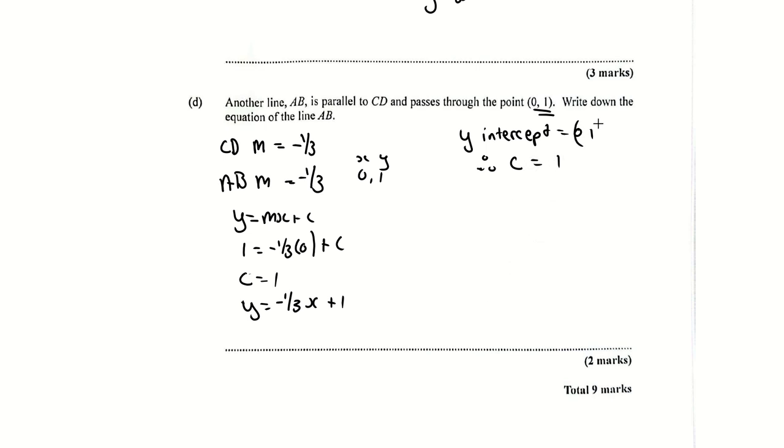Right? Only because they gave you that x is 0, eh? So when you say c, we already know the gradient. So you could have just said y = negative a third x plus 1. And that is the answer for this. So if you remember that once they give you a coordinate and x is equal to 0, your y value is your y-intercept, or c. Do we understand that, guys?